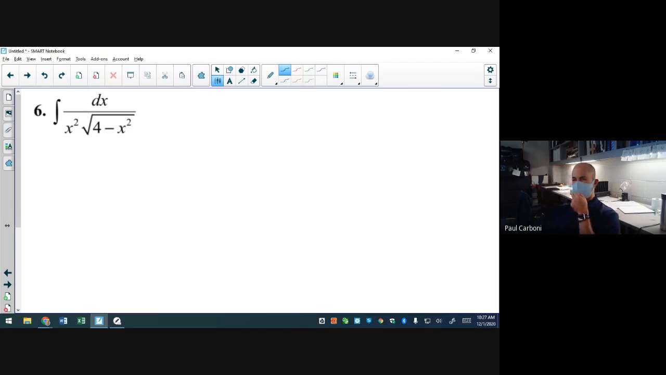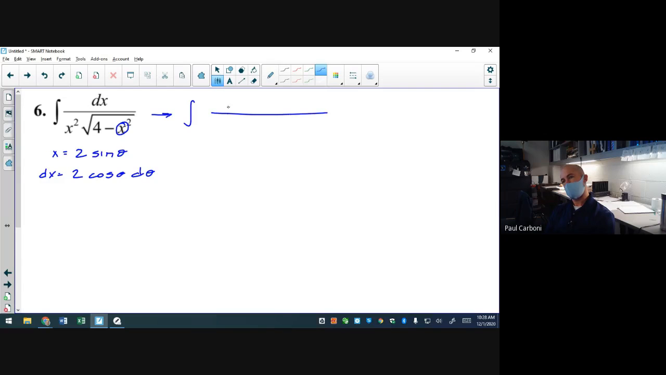Okay, so what identity am I going to take advantage of this time? Not secant, no, because the number's first. So secant squared minus 1 is an identity, but I need it the other way around. I need number minus trig. That would be 1 minus sine squared is cosine squared. Except this is 4, so I need to have 4 minus 4 sine squared to make this work out. So I'm going to plug in 2 sine theta for my x. My dx is going to be 2 cosine theta, d theta. And we'll substitute that in.